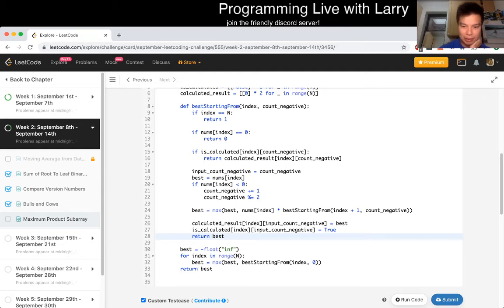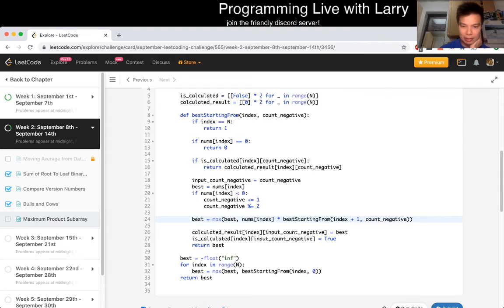No, I'm just double checking. I was just double checking my count negative thing to make sure that it's still good. But I think we actually change it here. So the best for one step should be 3, and then it should be negative 3. So that should be okay.